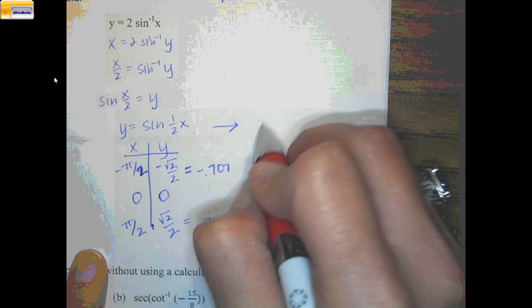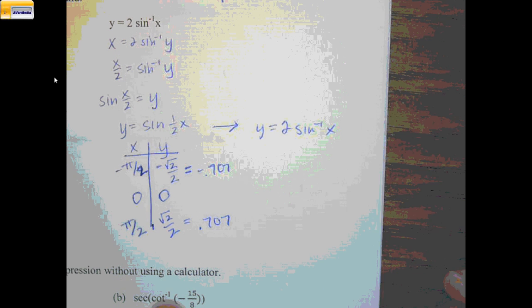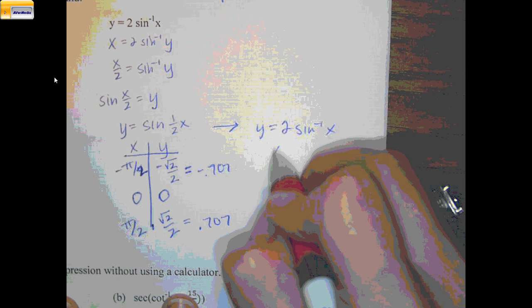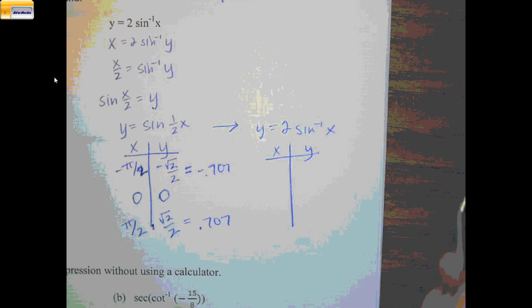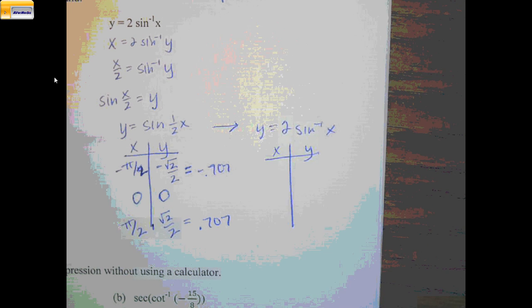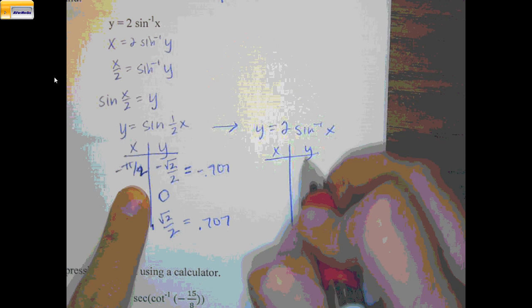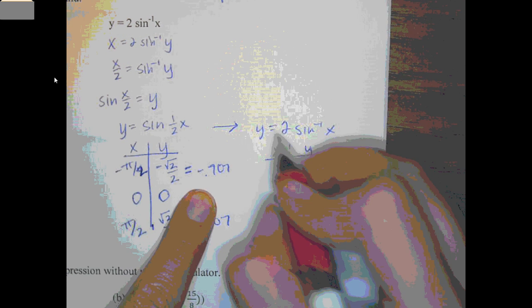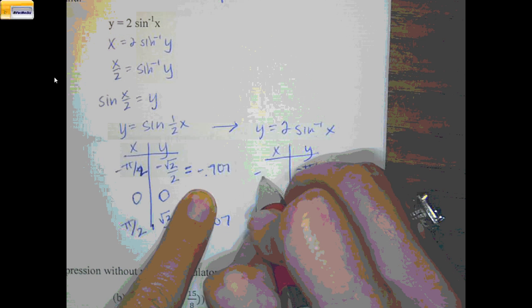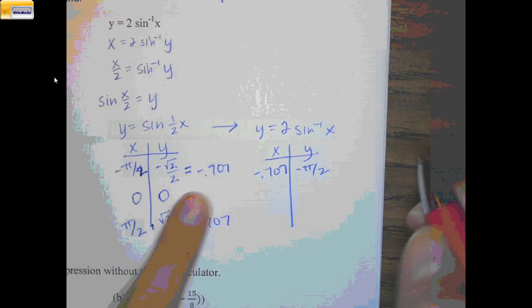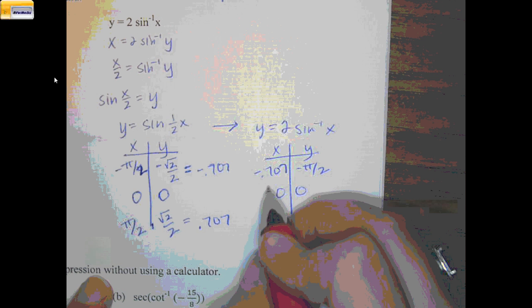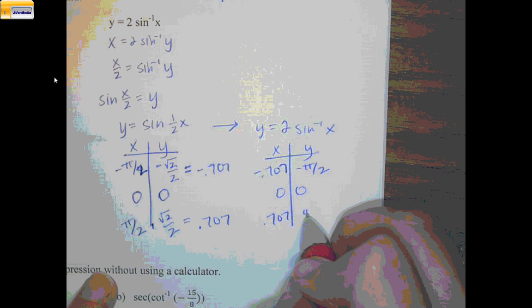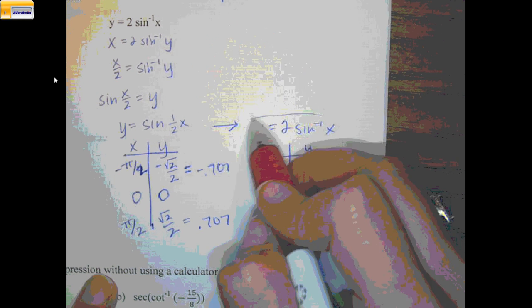All right, so let's do the inverse now, which they said was y equals 2 times the inverse of sine. So now we're going to swap our x's and our y's. You guys okay? So we just flip-flop them. Rather than saying negative pi over 2 is x, negative pi over 2 is now y. Instead of saying y is negative 0.707, now it's x. So we're just flip-flopping everything. They're swapping places. And now this is what we're going to graph.